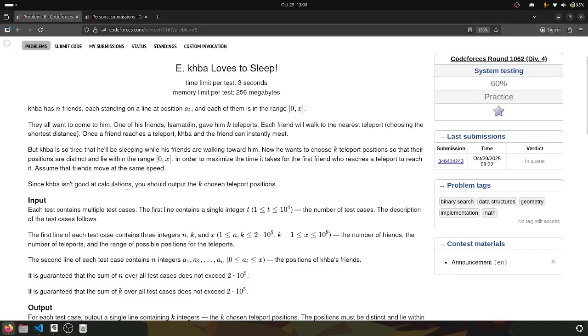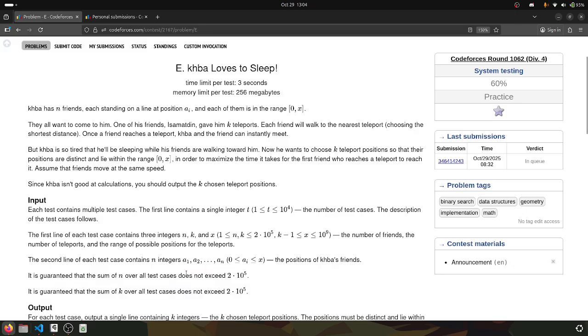The constraints for this problem: t is up to 10 to the power 4, and n and k are up to 2 times 10 to the power 5, and x is greater than k minus 1, up to 1e9. It is guaranteed the sum of n over all test cases does not exceed 2e5 and the sum of k over all test cases does not exceed 2e5.